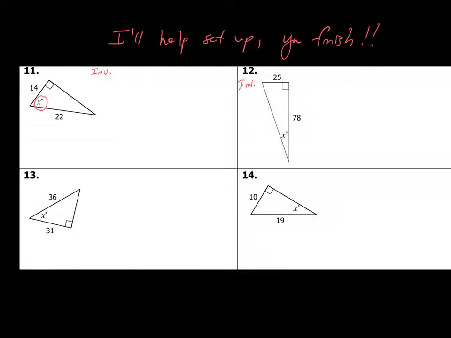So let's start labeling up. Opposite my right angle is my hypotenuse, and this looks like the adjacent side.